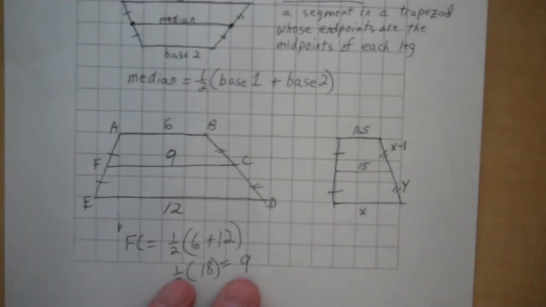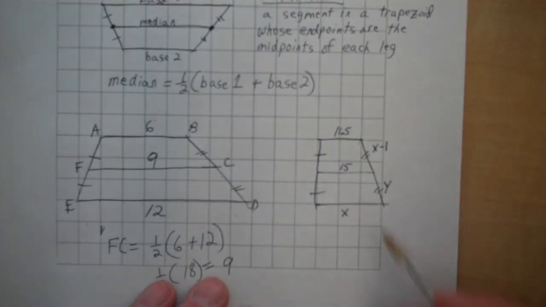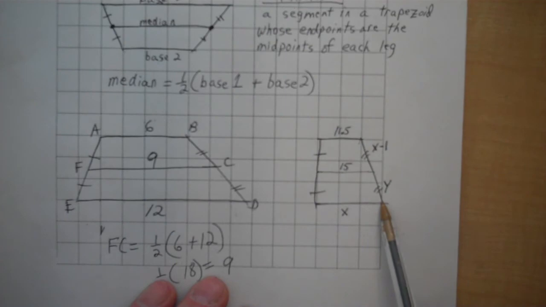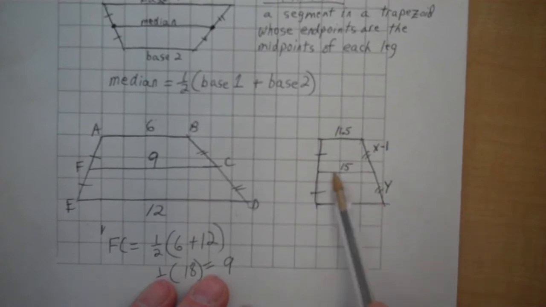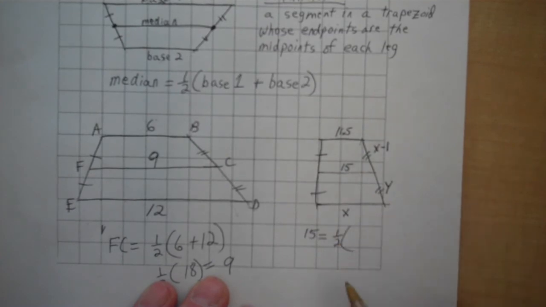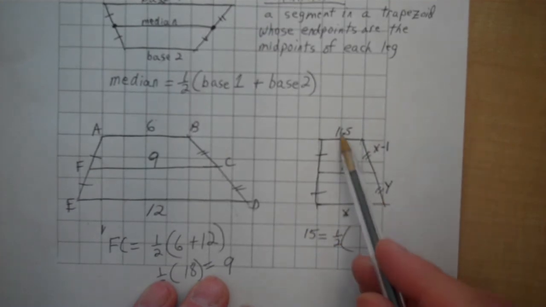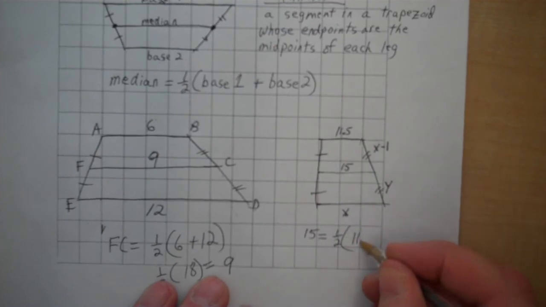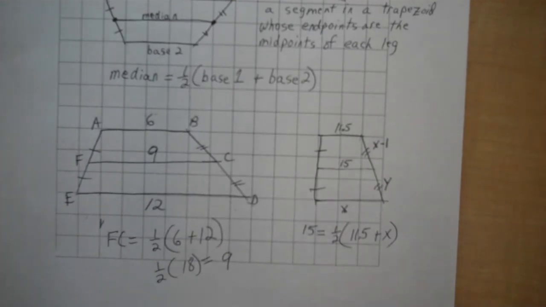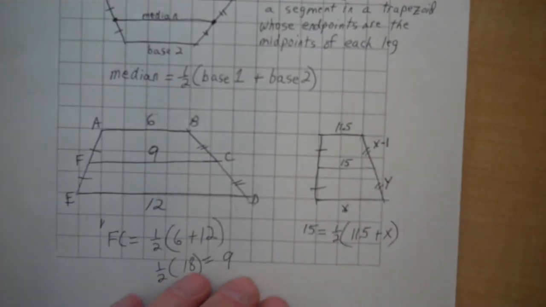And then let's just do one more example. All right, what I have here is a base. We'll call that base 1. We have base 2 as a variable, unknown, x, but we have the median. So I think we can still use this. The median here is 15. It is equal to 1/2 times base 1, 11.5, plus base 2, which is x. Okay, we'll find x, and then we'll go back and we'll find y.